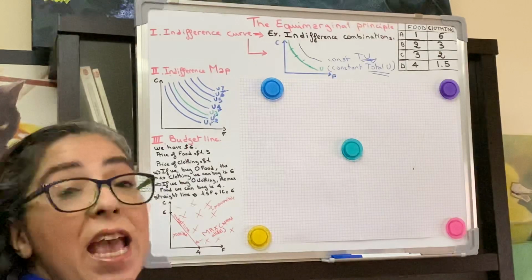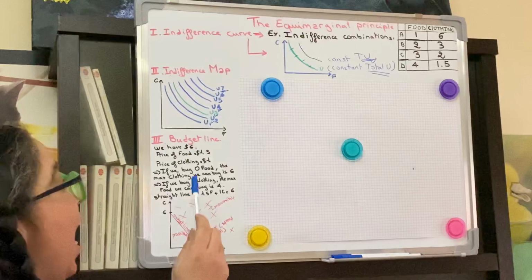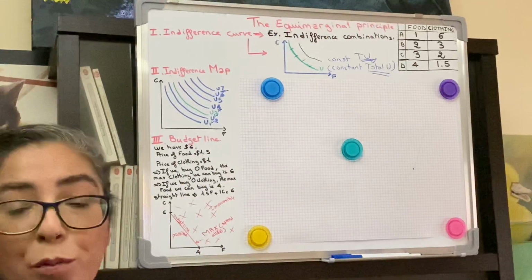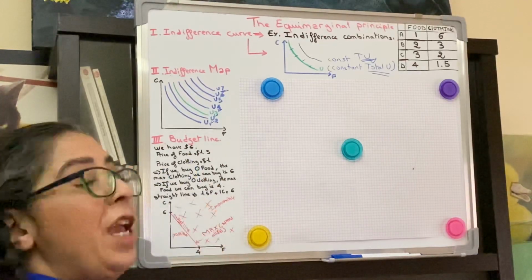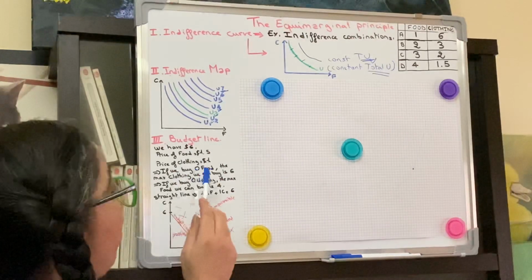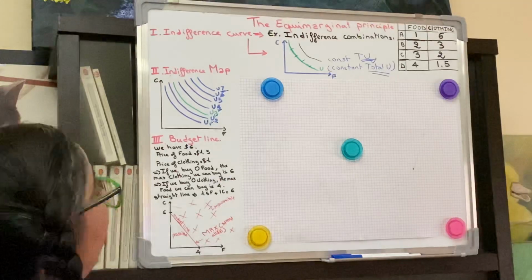Imagine I have $6 in my pocket. Okay, I hope you see. I have $6. The price in the market for food is $1.5. Yeah? The price of clothing is $1. So, if I buy 0 food, the maximum clothing I can have is 6 units.